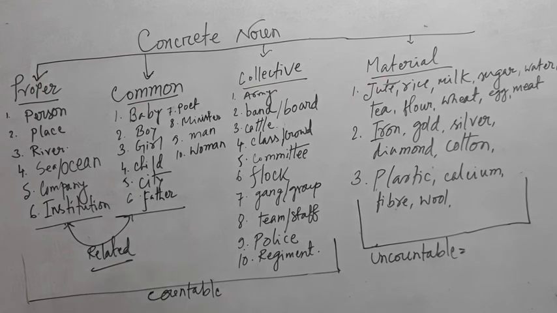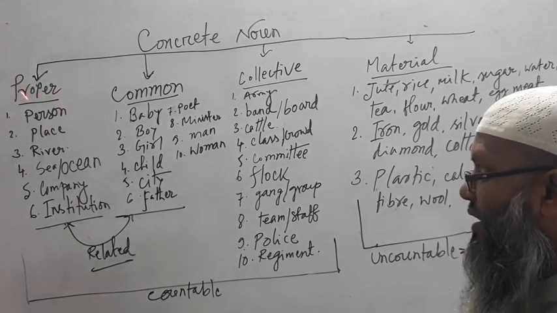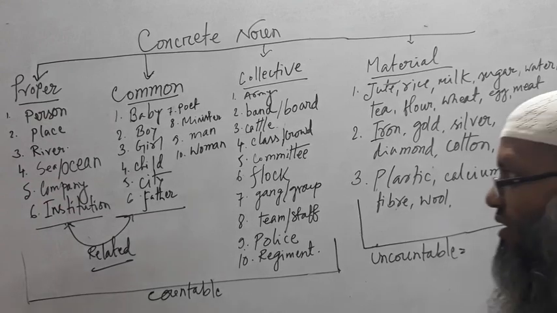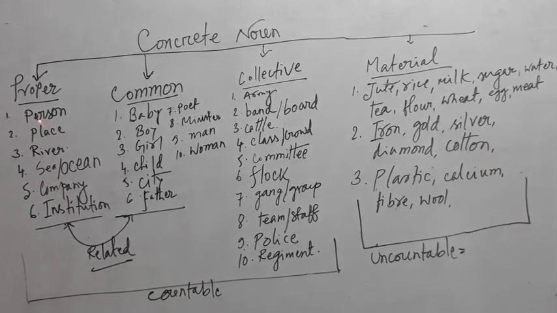First of all, let's see what is there in proper noun. What is proper noun? The noun that means the name of a certain place or person or river, sea, ocean, company, institution, and so on. At first, let's see person.